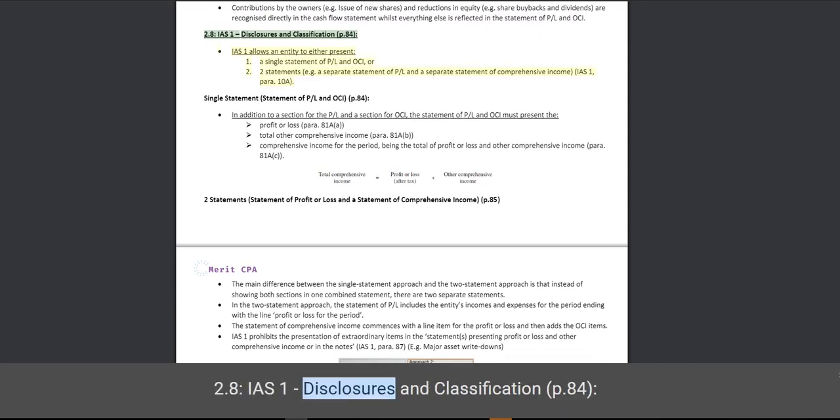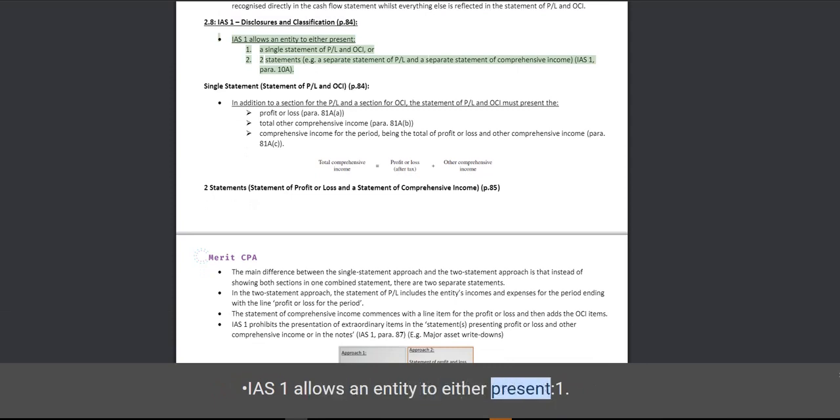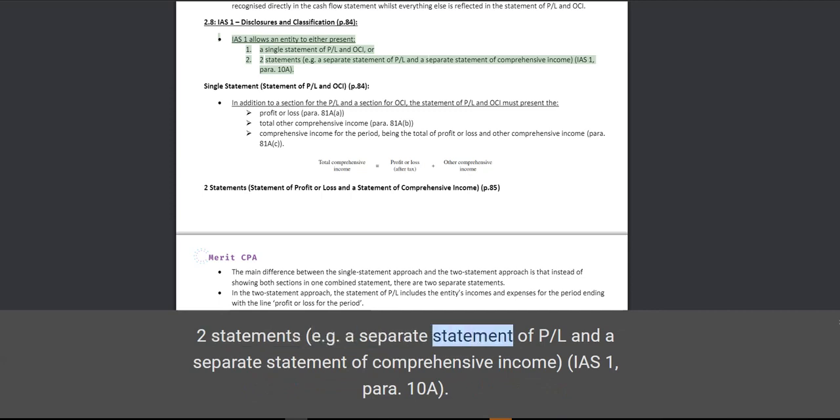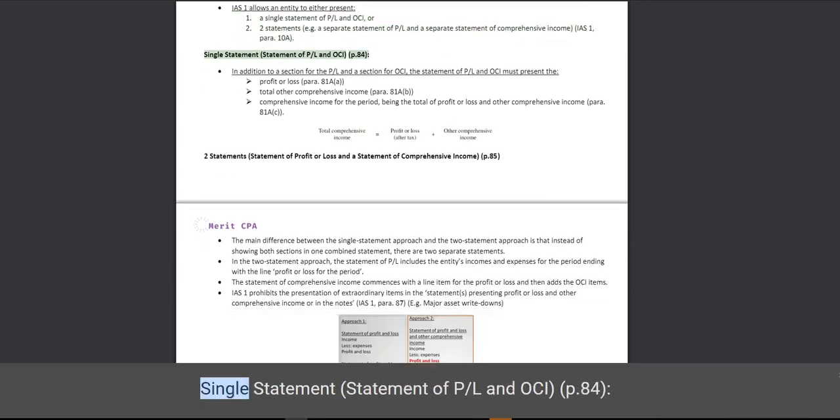2.8. IAS 1 Disclosures and Classification. P.84. IAS 1 allows an entity to either present 1. A single statement of PL and OCI, or 2 statements, for example a separate statement of PL and a separate statement of comprehensive income. IAS 1, para. 10A. Single statement of PL and OCI.